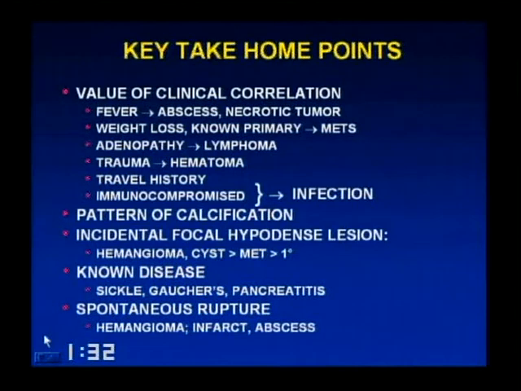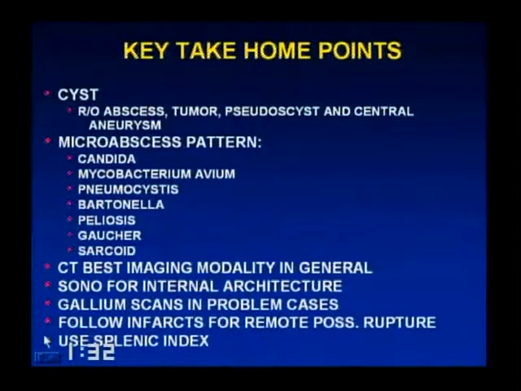We went over patterns of calcification as opposed to incidentalomas where there's no known primary. And then think about hemangioma, cysts, a less likely mets or a primary. And certain known disease and patterns like sickle cell, Gaucher's, pancreatitis. And rare splenic rupture, think about hemangioma, infarct, and abscess. Those are my take-home points for cystic lesions, microabscess pattern. We went through that differential. I think CT is very good in general for most differential diagnostic possibilities.